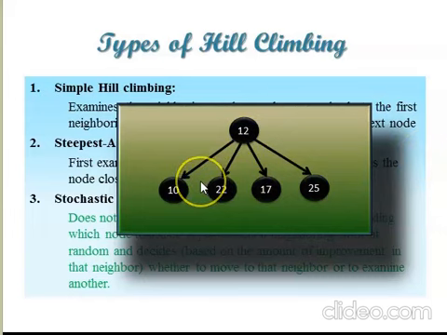So in this, as per this figure, we have the possibility of taking any one of these three values, because all these three values are better when we compare with the value 12. So if we reach another node, this process will be continued again and again until we reach the topmost position in the hill.